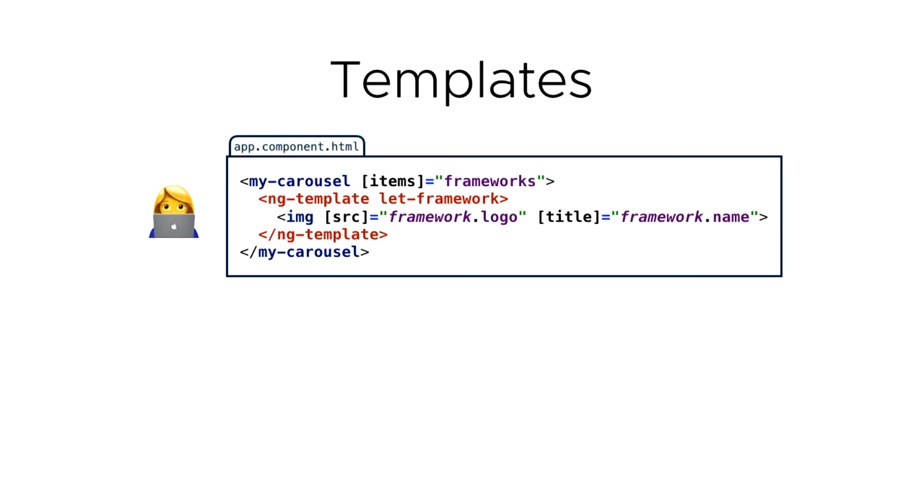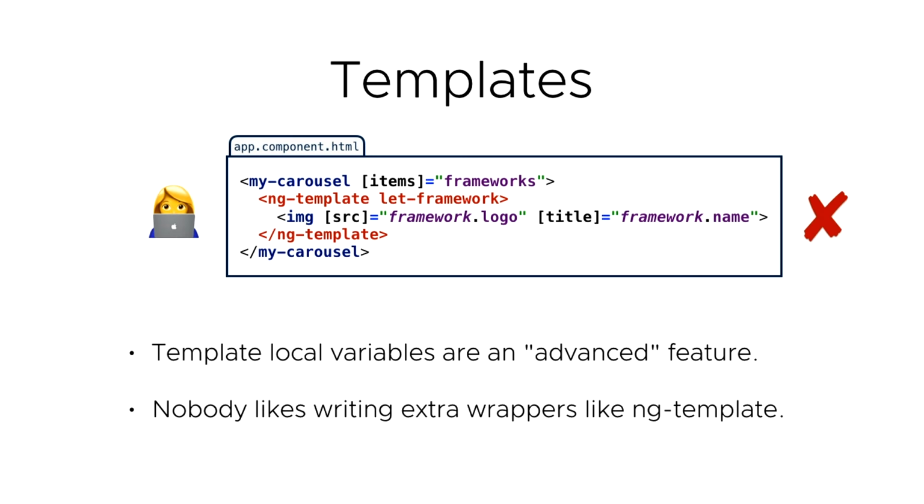Now, you can notice this let framework. It's the way for you to grab the instance that is currently used as the context for the template reference and be able to access it to use framework.logo and framework.name. Now, once again, if you didn't understand what I just said about template local variables, it's because it's an advanced feature, and 90% of you haven't had to use this ever. So advanced feature, if you put this as part of your component API, people are just going to copy-paste it and not necessarily understand what they're doing. So you're not doing them any favors.